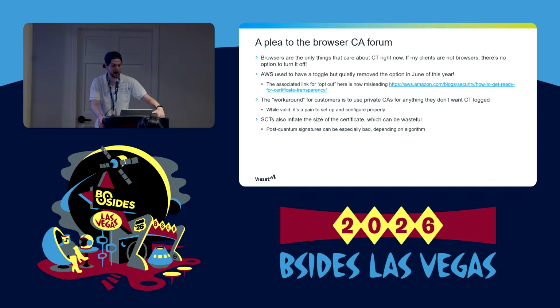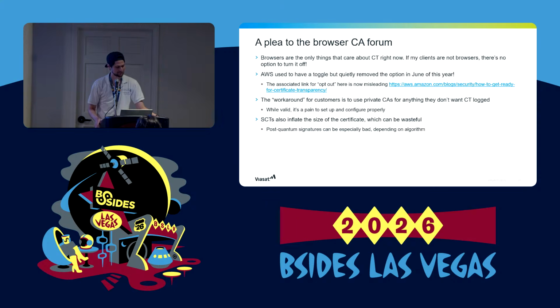AWS actually used to have an option to turn this off. They were the only one that I could find that did. They removed it in June of this year, kind of silently. The original blog post has an opt-out link, or instructions for that. That whole thing's been updated, and they haven't updated any of this. The only reason I know is because somebody else in my company forwarded me an email that's like, hey, my CT logging is being forcibly turned back on, right, for this stuff.